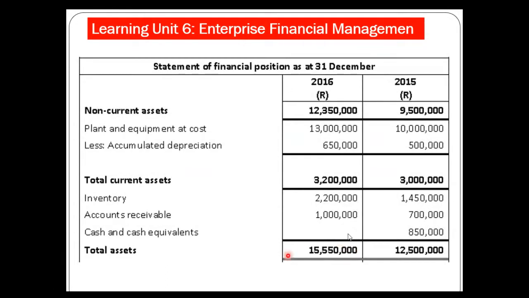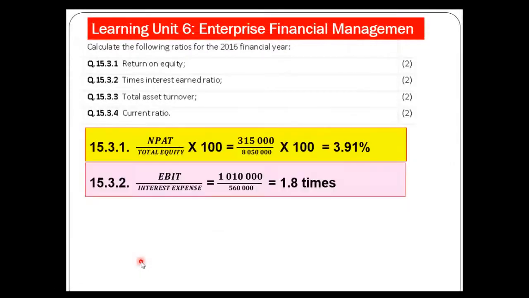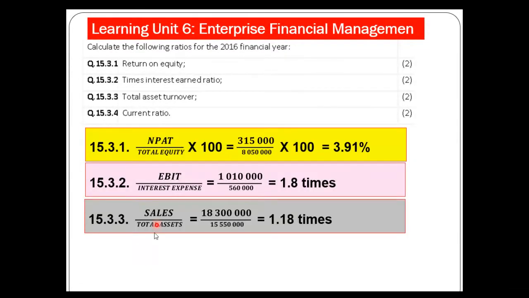So the formula will always tell you which amount we must use. This is the total asset that I'm looking for. Okay, so let's go and check our answer. See our answer, sales over total assets. And again, the answer must be in the form of times.